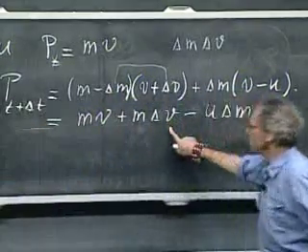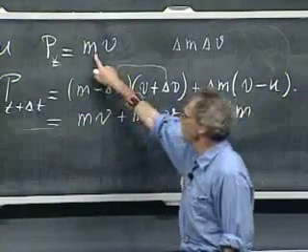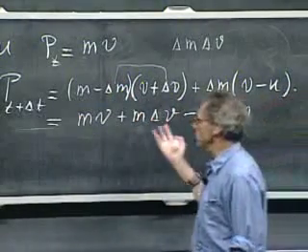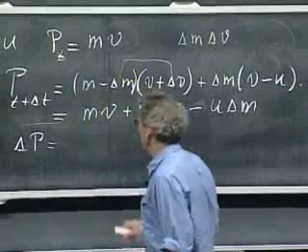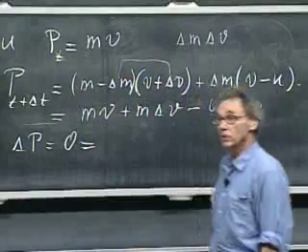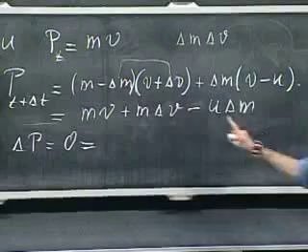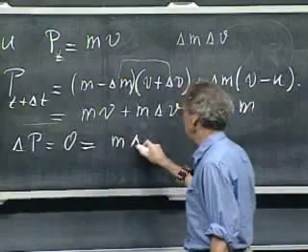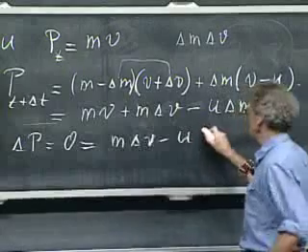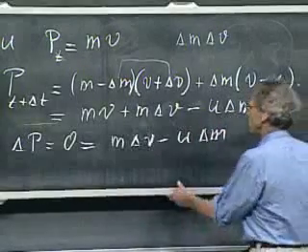So this is the momentum at t plus delta t, and this is the momentum at time t. And so the change in momentum, delta p, which must be 0, because momentum is conserved, is m delta v minus u delta m.